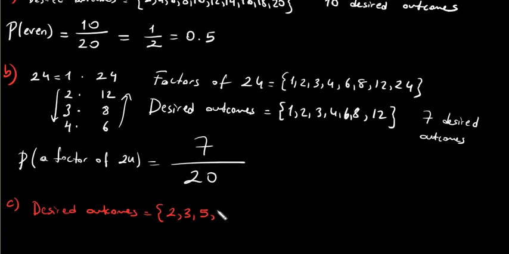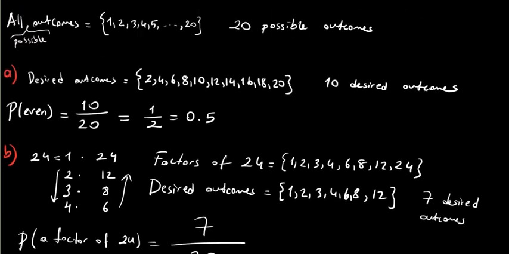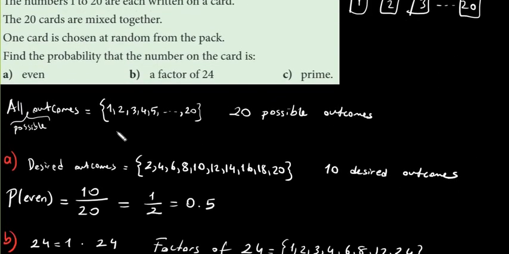So let's write all the prime numbers. 7, 8, 9, 10, 11 is a prime number, 12, 13 is a prime number, 14 is not a prime number, 15, 16, 17 is a prime number, 18 is not a prime number, and 19 is a prime number. We don't write the prime numbers after 20 because all possible outcomes are from 1 to 20.